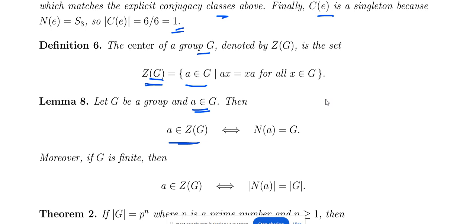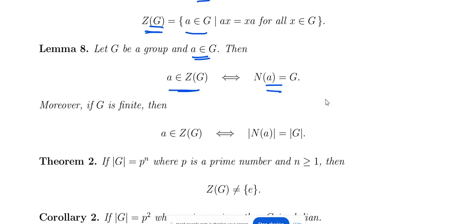That is, if and only if n of A equal to G. If A belongs to Z of G, taking an arbitrary element A belongs to G, then if and only if n of A equal to G. There is a very important result.